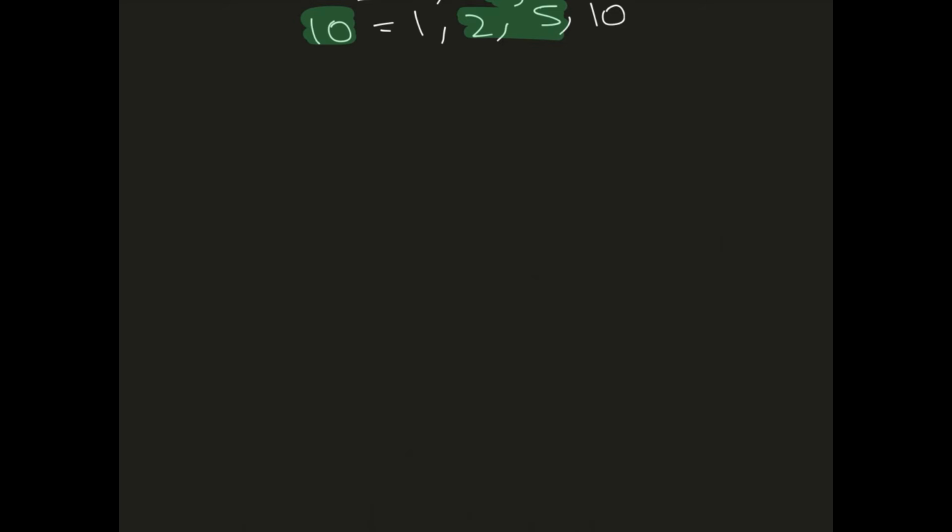So how do we find out the factors? First of all, you should know some divisibility rules. The divisibility rule for 2 is that every even number can be divided by 2. So every even number.